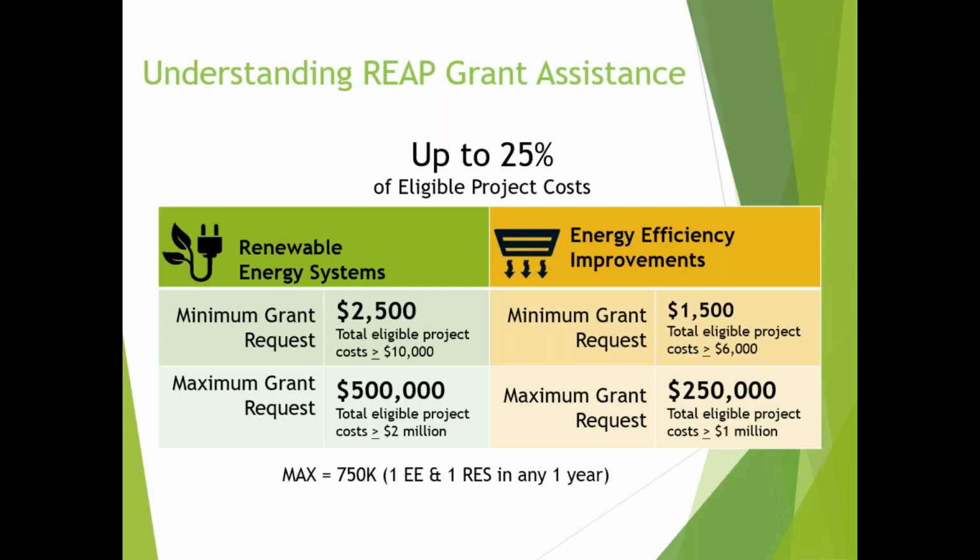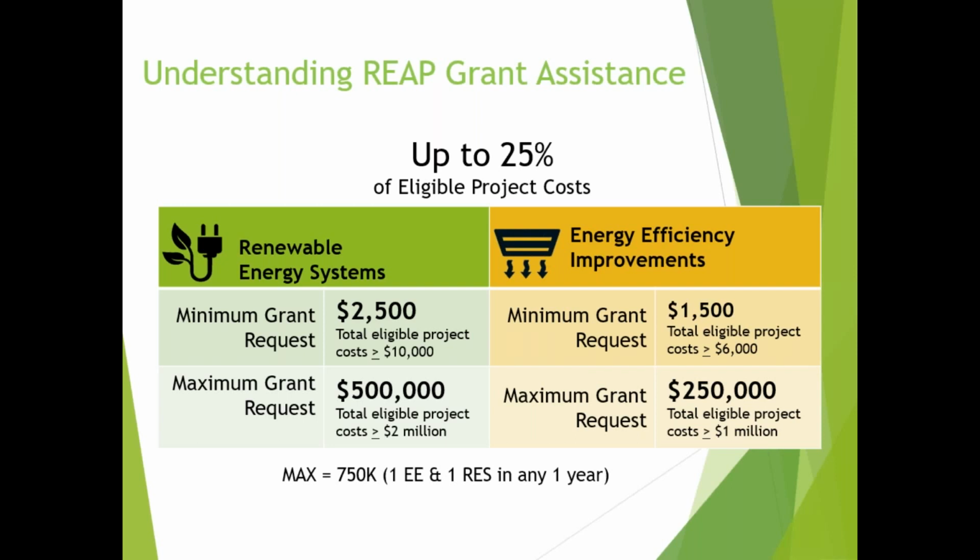So understanding a little bit about the REAP Grant Assistance Program, it offers up to 25% of eligible project costs. And so the minimum grant request, there's two, you can apply for renewable energy and energy efficiency. The minimum for renewable energy systems is $2,500, which means your total project cost would have to be $10,000. And the maximum grant request can be $500,000, which means the total eligible project costs need to be greater than $2 million. Energy efficiency is a little bit lower a maximum.